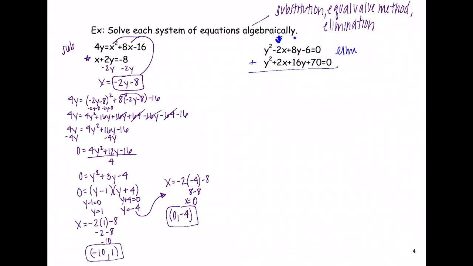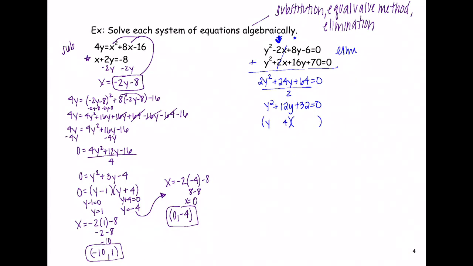So y squared plus y squared gives us 2y squared. Our x's cancel out. 8 plus 16 gives us 24y. Negative 6 plus 70 gives us positive 64, equal to 0. I now know these are all divisible by 2, so I'm going to factor out that GCF. I'm left with y squared plus 12y plus 32 equals 0. I now know that this is factorable.